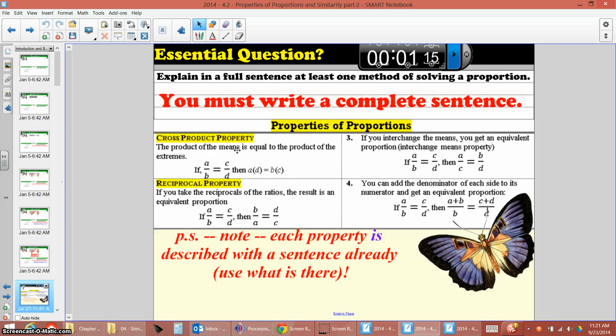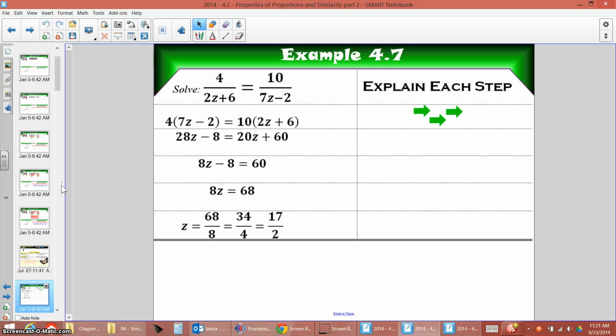All right, so now you must write full complete sentences. In a full sentence, at least one method of solving a proportion. What's one method of solving a proportion? And I want it in sentences. Note they're already in sentences. Shouldn't be that hard. Take your time.